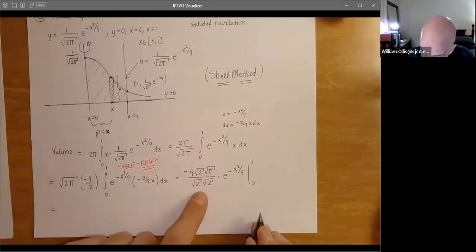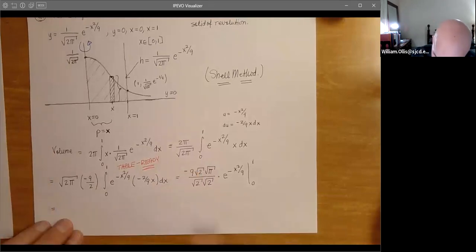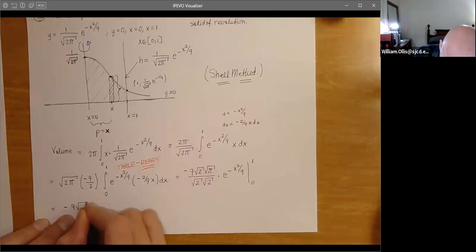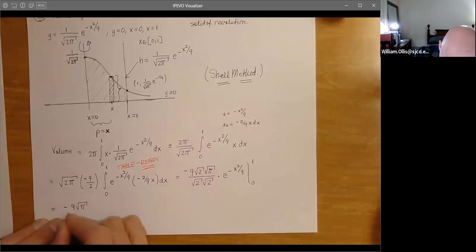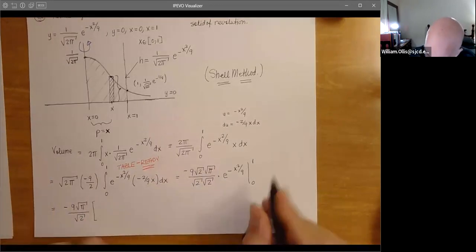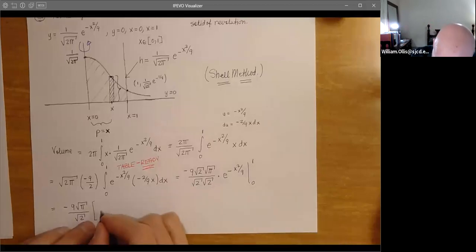So now notice here the square roots of 2 absorb. So we have negative 9 square root pi over 1 remaining square root of 2, which we can combine. So these absorb. And this will give us, now we can substitute 1. So this will be e.